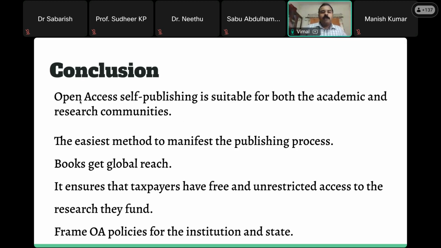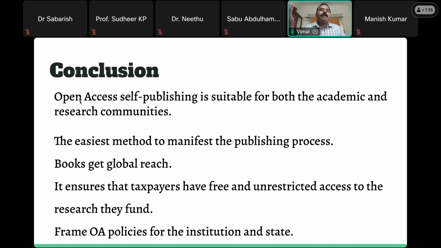Then the conclusion: open access self-publishing is suitable for both the academic and research communities. Anyway, these activities go on with the help of public funds, so we have to give back the output of the work. Other researchers also need this published output. Then it acts as a fuel for further research. See, this method is very easy to manage because a lot of digital tools are available. No need to subscribe to anything, no need to pay anything. We just need to acquire the skill set to manage these things.